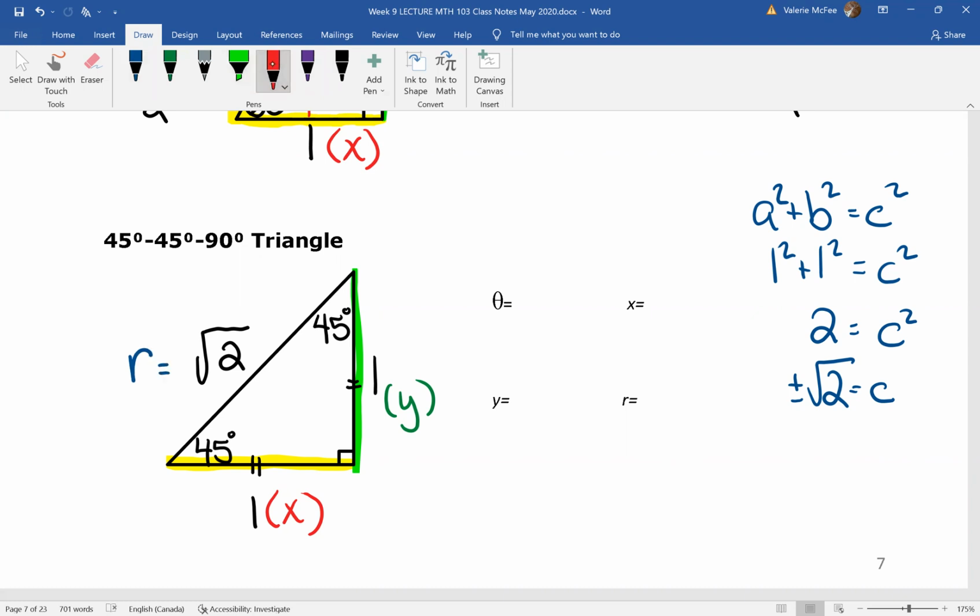In this triangle, we see that theta is 45 degrees. So every time theta is 45 degrees, we see that x is 1, y is 1, and r is root 2. Take a bit of time to start memorizing these triangles so that you're ready for the next lecture.